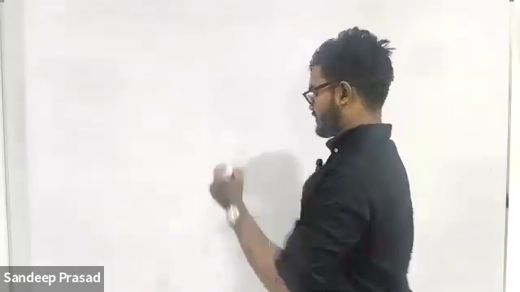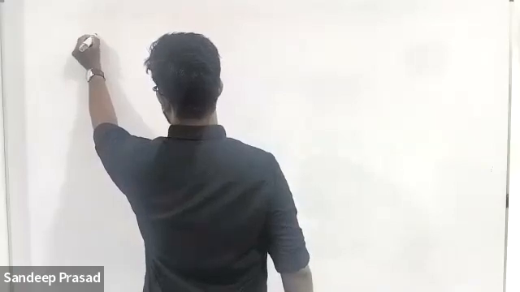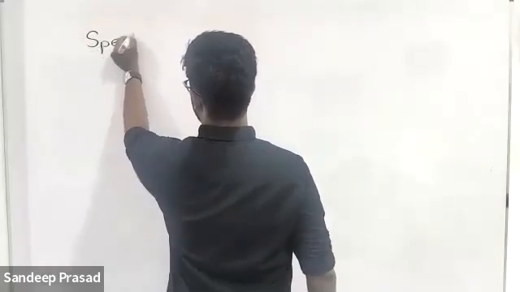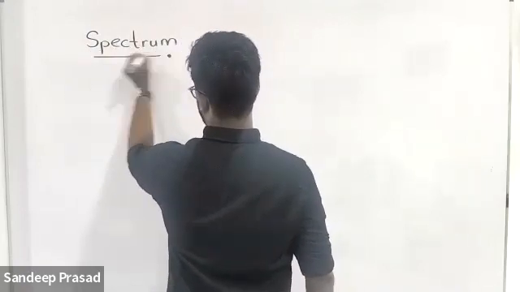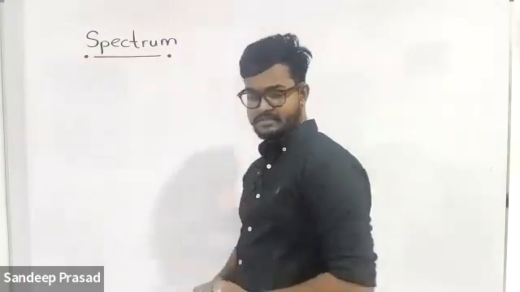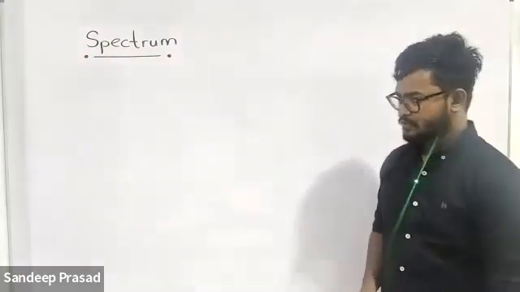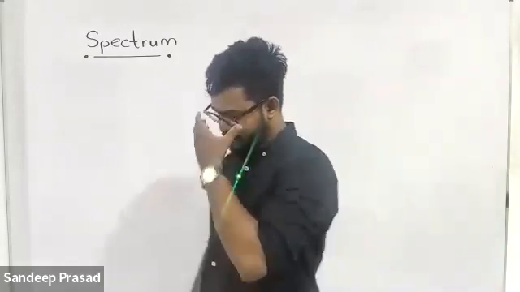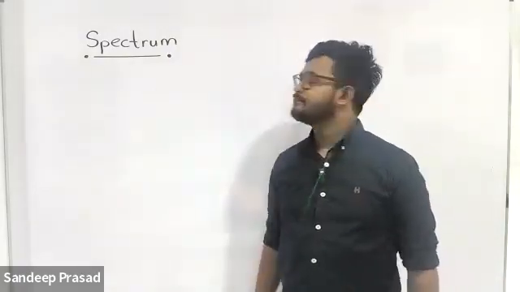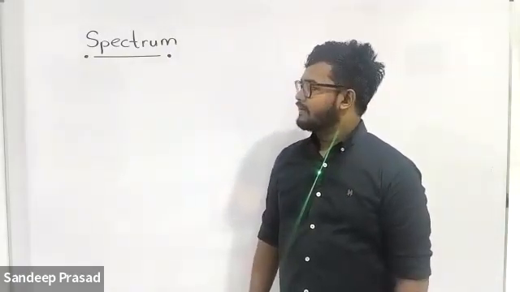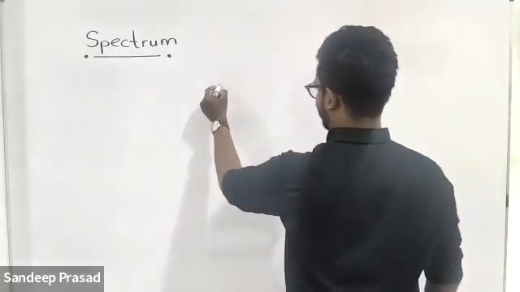So remember, students, we talked about spectrums, right? What does a spectrum mean? Simply, a spectrum means a set of electromagnetic radiations. Always remember, a set of electromagnetic radiations is known as a spectrum. And I told you that spectrums can mainly be divided into two parts.